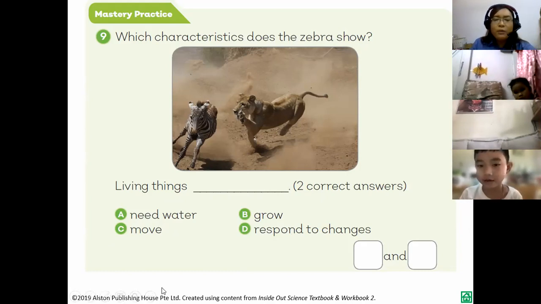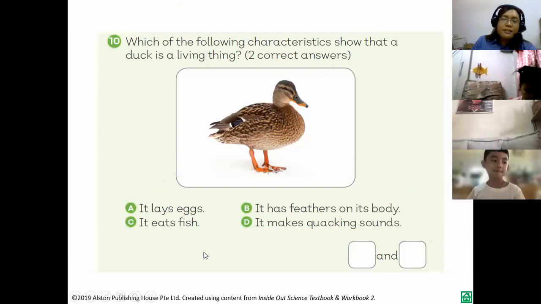Very good, Kampi. What letter? That's letter C and letter D. Good job. C and D. Okay, very good. Next, number 10.